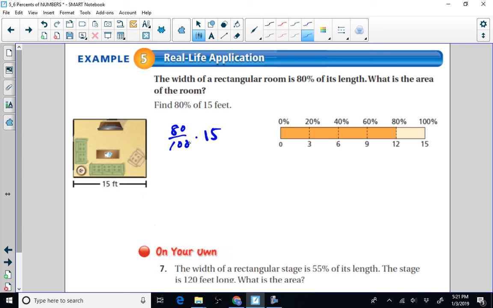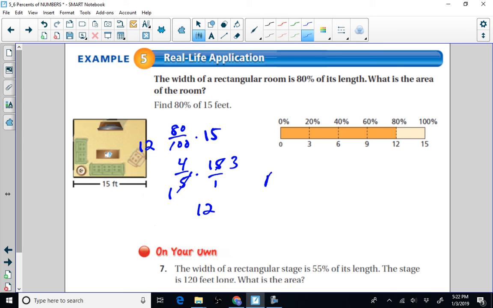Now 80 over 100, we can simplify that. We should know the fractional equivalent to 80%. That's 4/5. So that's going to be 4/5 times 15 over 1. Divide out here, that becomes 1 and 3. 4 times 3 is 12. So the width here is going to be 12.